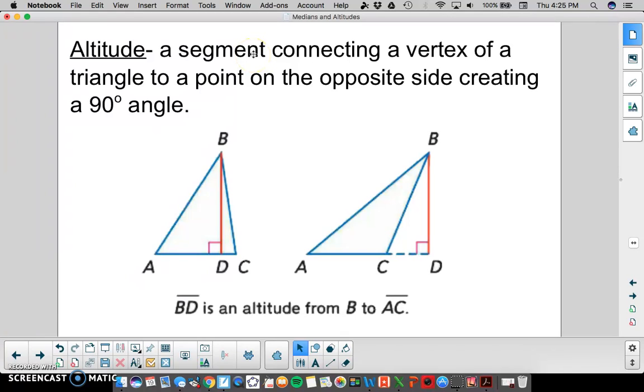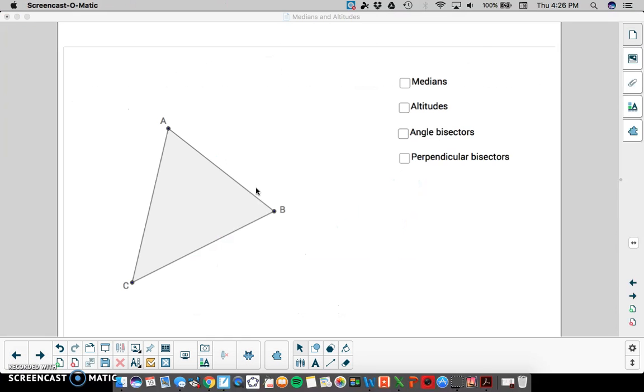Now we're going to talk about altitudes. Remember, an altitude is a segment connecting a vertex to the point on the opposite side, creating a 90-degree angle. So in this triangle here, segment BD is my altitude from that vertex straight down perpendicular to that opposite side. In this obtuse triangle, however, we have to make a side extension to be able to drop that altitude and find the height.